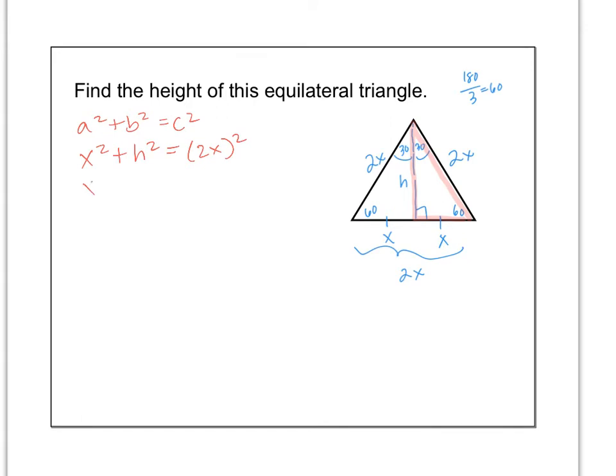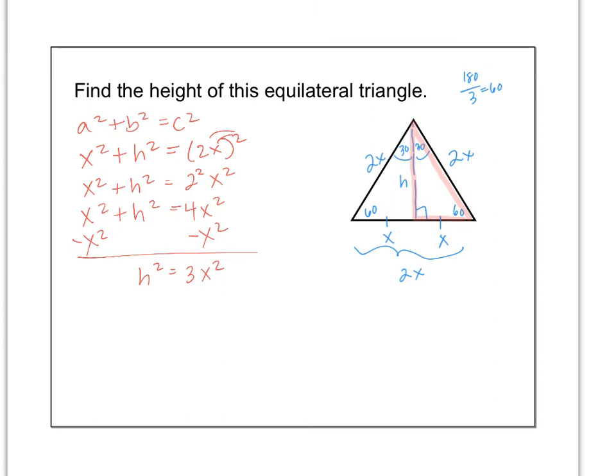There's nothing I can really do with x squared. There's nothing I can really do with h squared. But the (2x) squared, I can sort of think of it as distributing almost. I'm going to square the 2 and I'm going to square the x. So I have x squared plus h squared equals 4x squared. Get your like terms together. So you're going to want to subtract your x squared over to the other side. You'll be left with h squared equals, and think about 4x squared minus 1x squared is 3x squared.